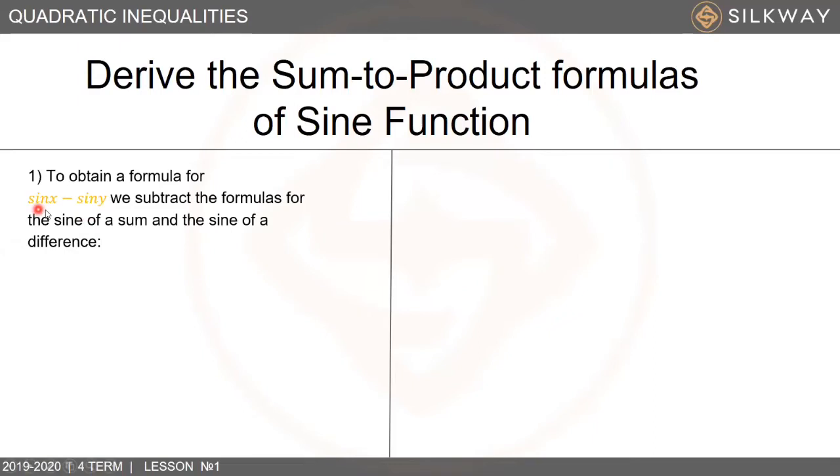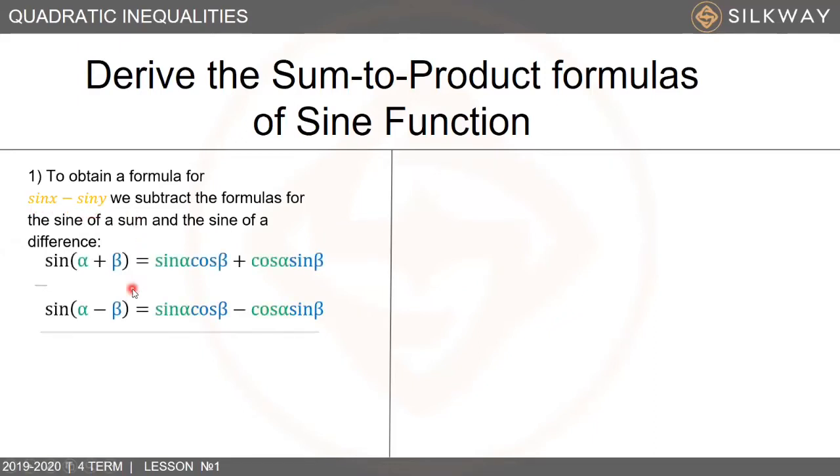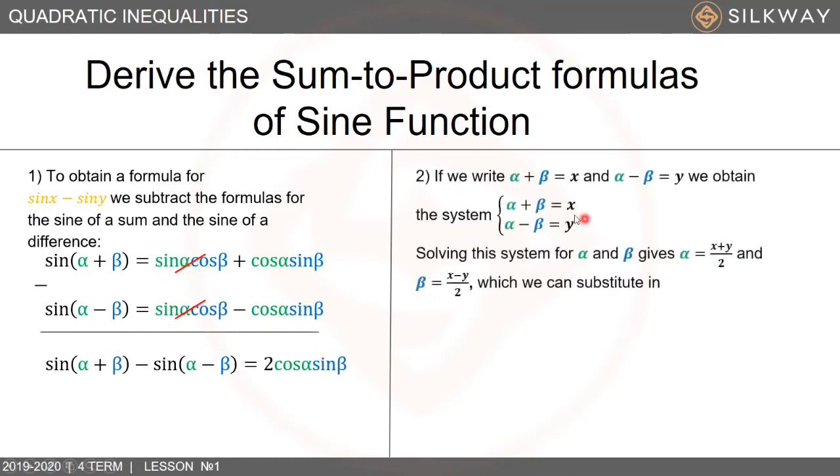To derive sine x minus sine y, we just subtract these two formulas, and these expressions are cancelled, and we have sine alpha plus beta minus sine alpha minus beta is equal to 2 multiplied by cosine alpha multiplied by sine beta. These statements we did on the previous slide, and if we substitute this expression here, we will have this formula. Sine x minus sine y is equal to 2 multiplied by cosine x plus y divided by 2 multiplied by sine x minus y divided by 2.